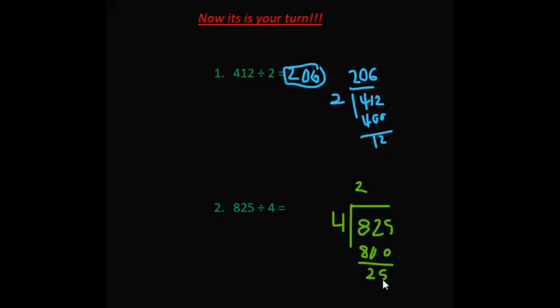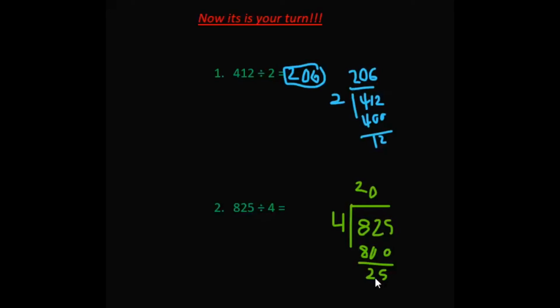Now let's do the next step of the problem. 4 goes into 2 0 times, so there's another 0 in the quotient. Then 25, so let's count by 4s. Let's get as close to 25 as we can. 4, 8, 12, 16, 20, 24.